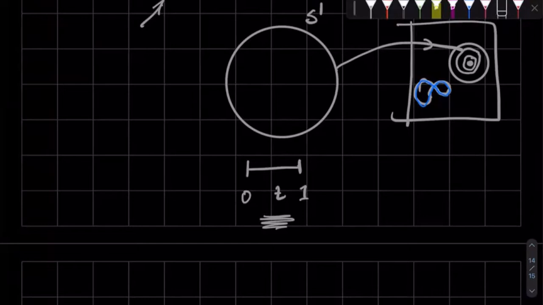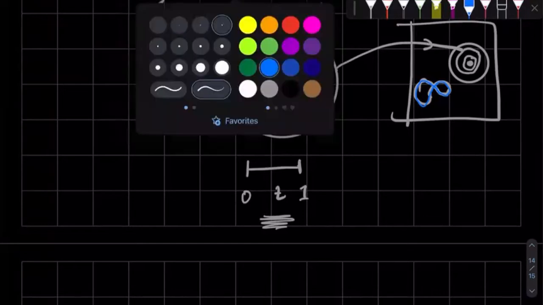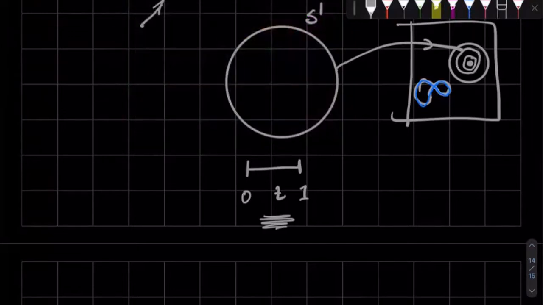Sorry, it's not T. It's a theta. The T is telling you what the shape of the circle is. Okay. The shape of the loop is. It's as theta goes from 0 to 2 pi, you are moving on this loop.